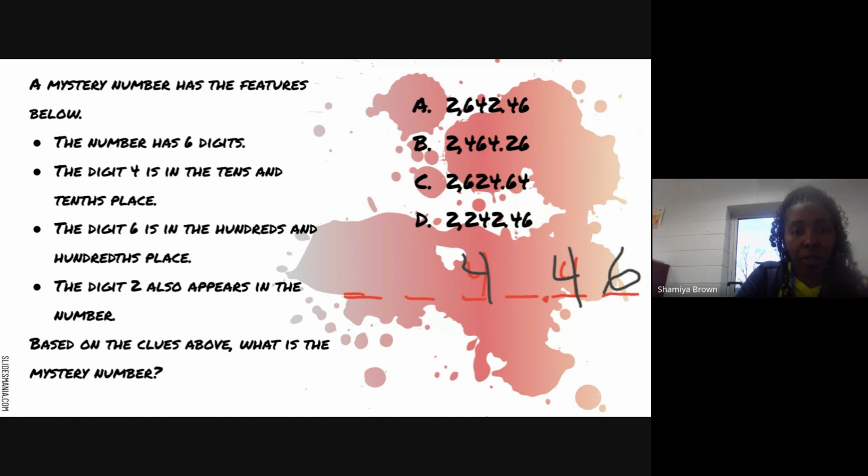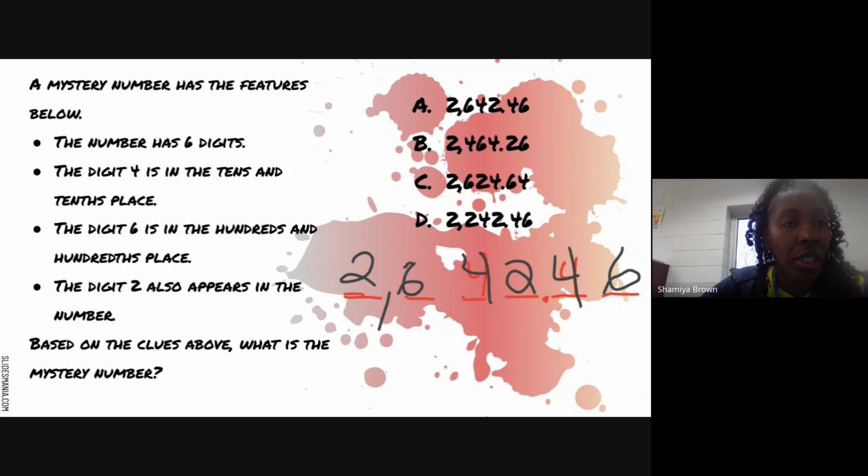This is the thousandths place. Because if you look at our number, we have 1, 2, 3, 4 digits before the comma. So that's a thousands number. So I'm going to have a 6 in the hundredths place. That's going to be right here. Okay, so then it says the digit 2 also appears in the number. So I guess that has to be 2 2s. Yep, because that's what I see up there. So it's going to be a 2 right here and a 2 right here.